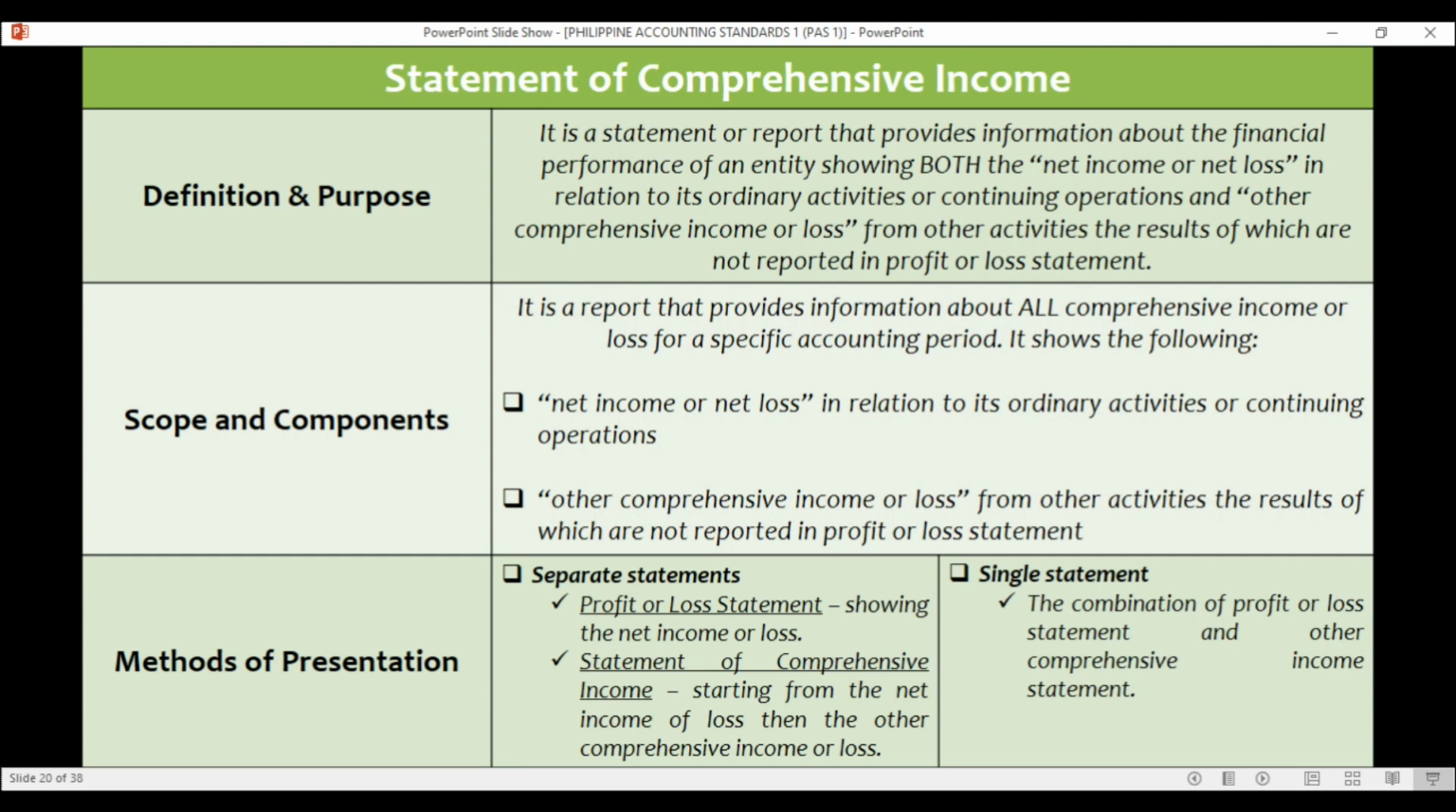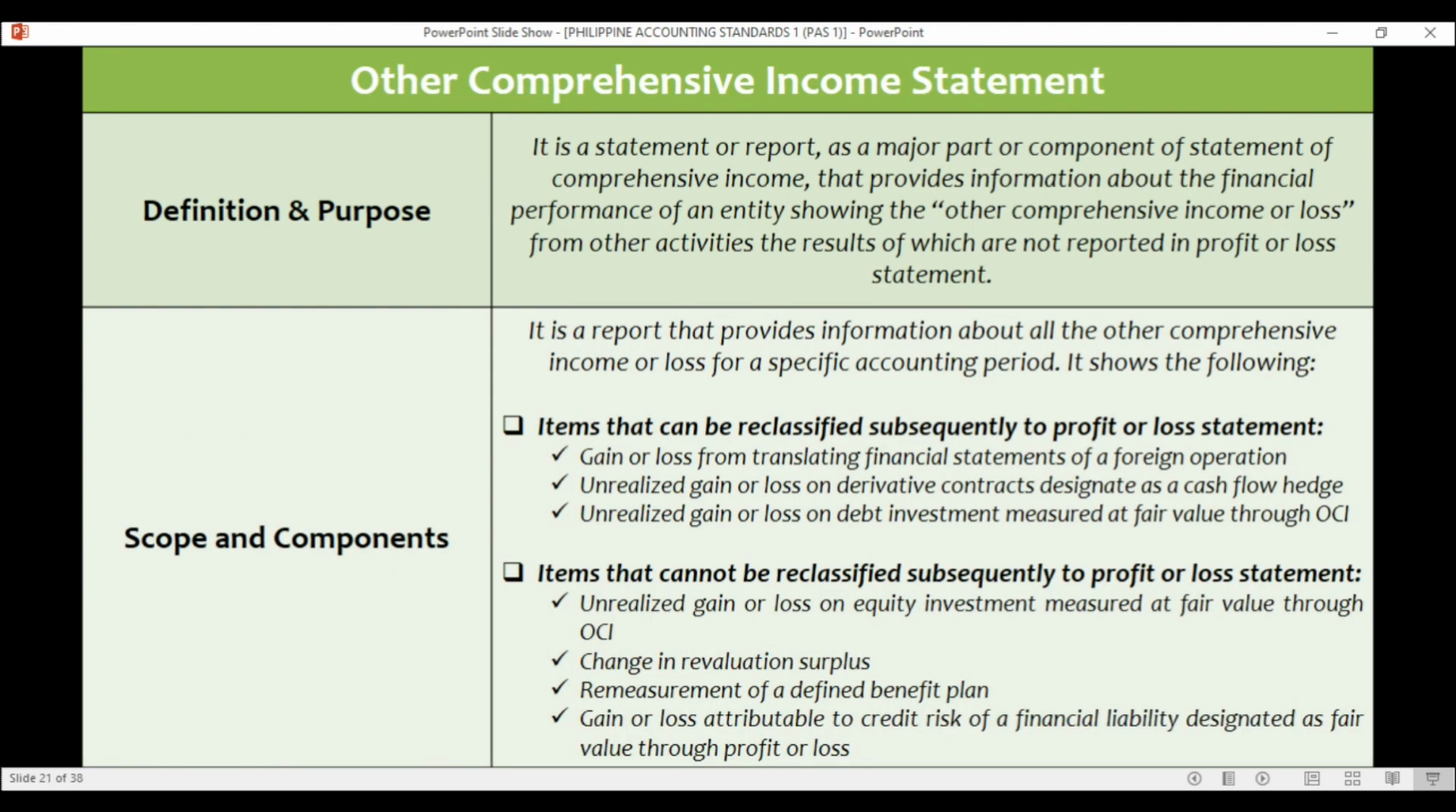How are they going to present the statement of comprehensive income? But I prefer separate statements. Other comprehensive income statement.